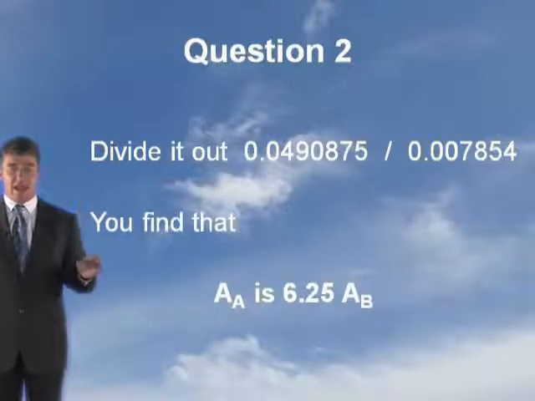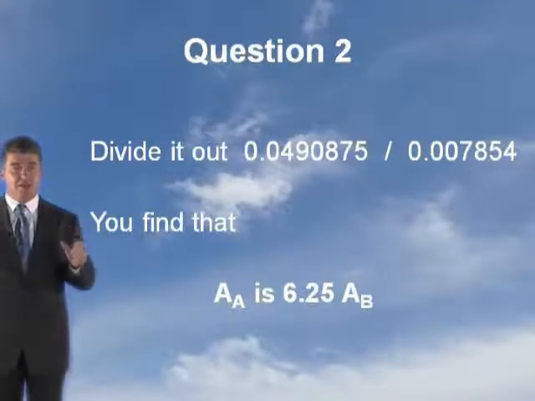Now, if you divide the top one by the second one, you find that the area at A is 6.25 times the area at B. Do you understand? You need this relationship. We know the area at A is 6.25 times the area at B. That's what we need to know.